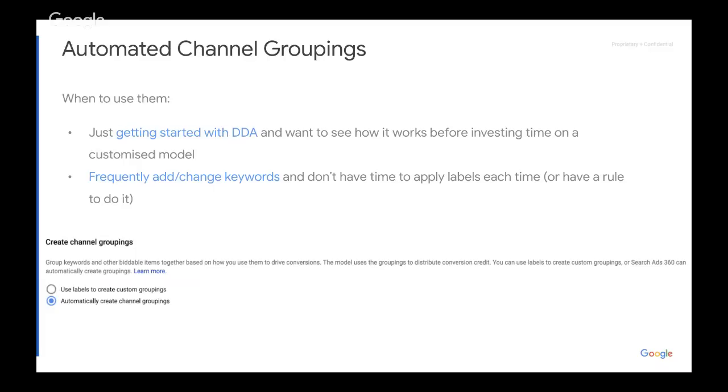So for the custom option, you would probably need to set up an automated rule, which would add new activity into the channel groupings as you go along. It would add the activity in based on a number of different criteria that you would set yourself. With the automated channel grouping option, any new activity would automatically be added into the channel groupings.